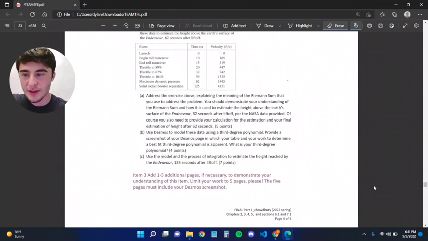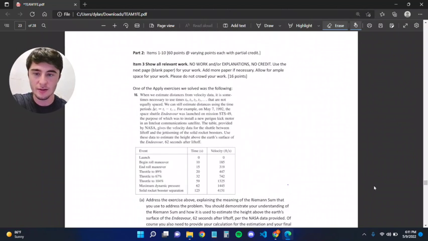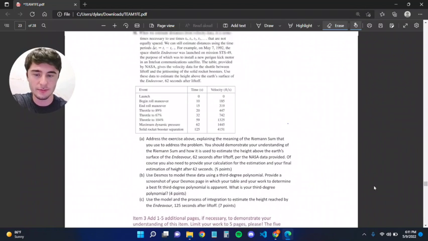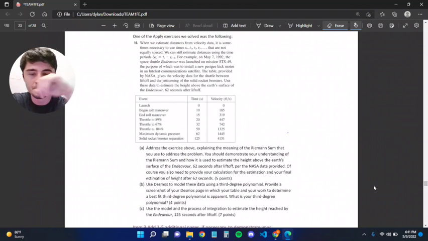Okay, so this is going to be item 3, or part 2, item 3. So it's the rocket problem again, although we're asked different questions this time. So address the exercise above, explain the meaning of the Riemann sum that you use to address this problem. So the Riemann sum is the sum of the areas of the rectangles that we get when we're trying to evaluate the area under the curve.